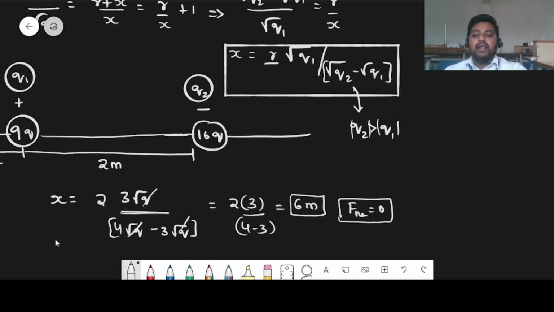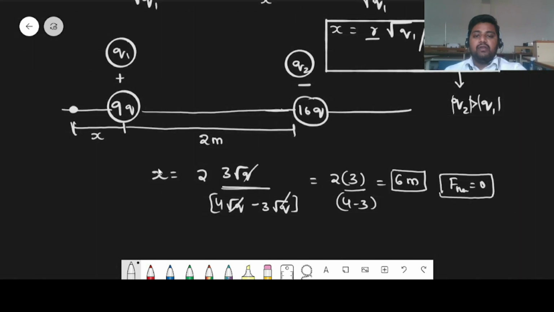That's how we calculate. I hope you understood this equilibrium concept well.